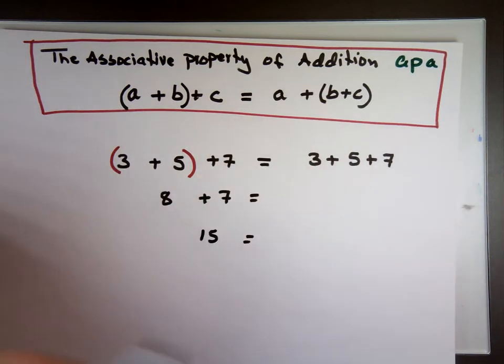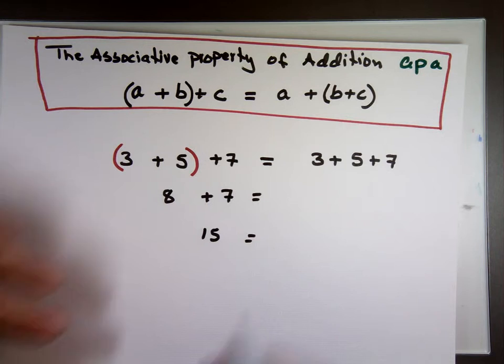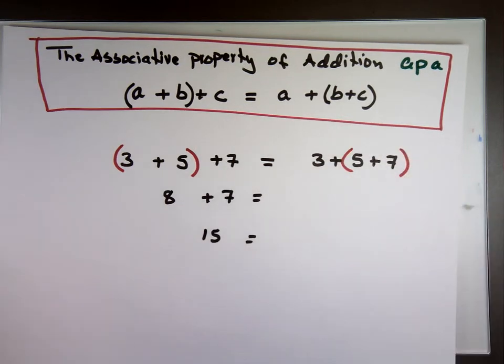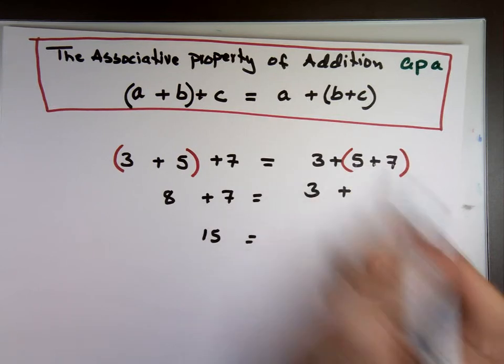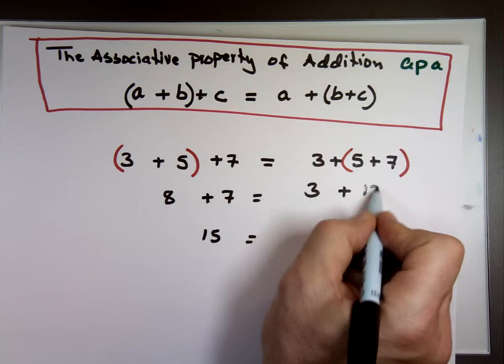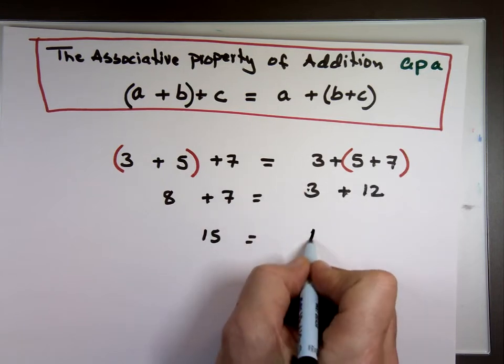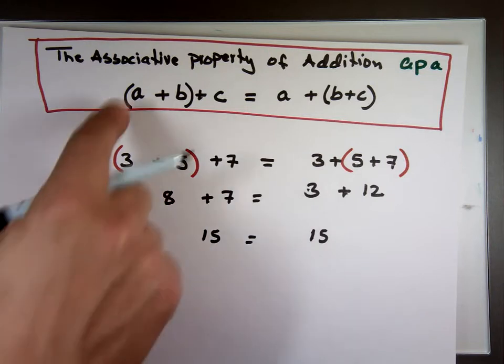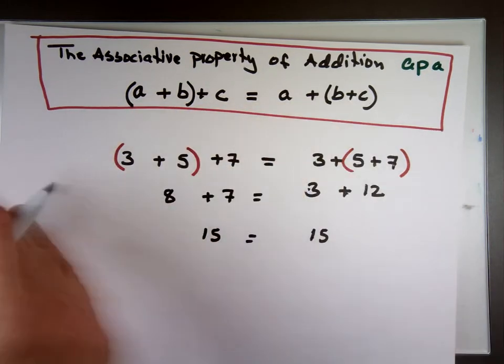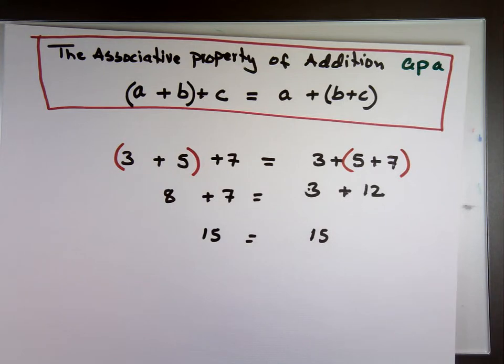This rule says, you know what? You don't have to add the first two numbers. If you don't like the first two, you can add the last two first if you want to. 3 plus, what's 5 plus 7? 12. What's 3 plus 12? 15. So regardless which two you add first, your answer is not going to change. Again, this method is called the associative property of addition. The order of the numbers stays the same. The only thing we're doing is adjusting the parentheses. We're moving them.